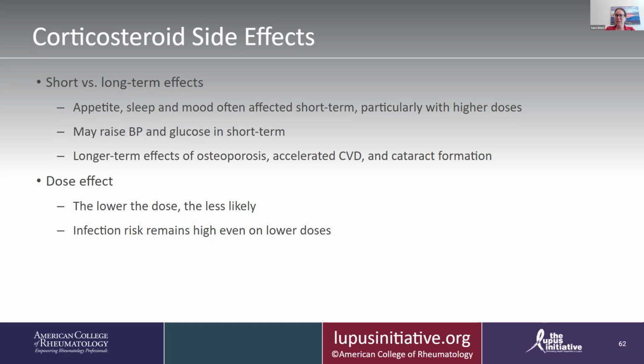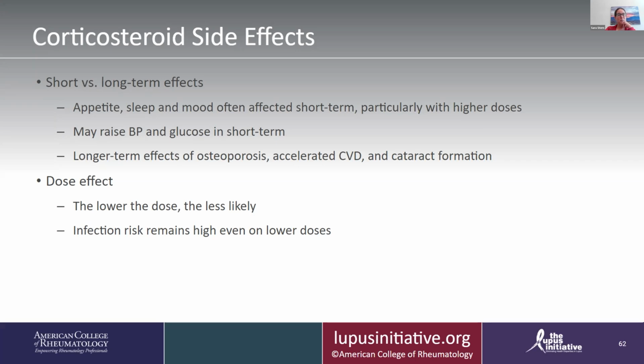It causes appetite, weight gain, difficulty sleeping, and mood changes. It can increase the blood pressure. It can cause osteoporosis, advanced coronary artery disease, which they're already at an advanced rate of, and cataract formation. So dose matters. The higher the dose, the more often you give, the more toxic. So oral daily is more toxic than a big dose every couple of weeks, IV. Twice a day is more toxic than once a day.